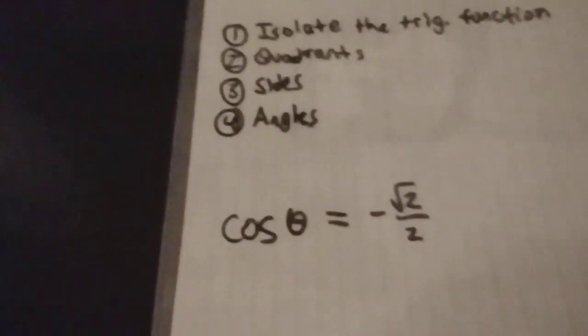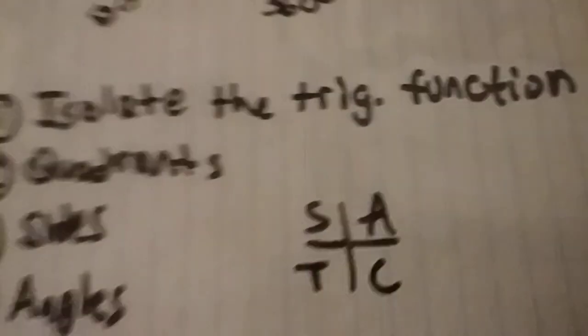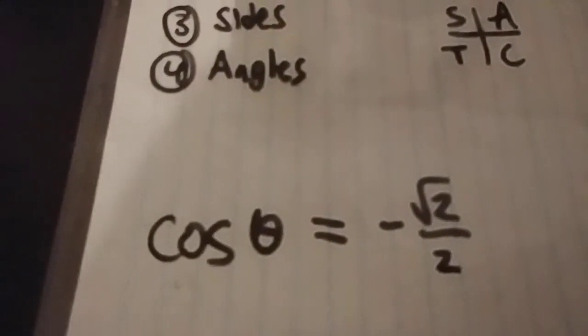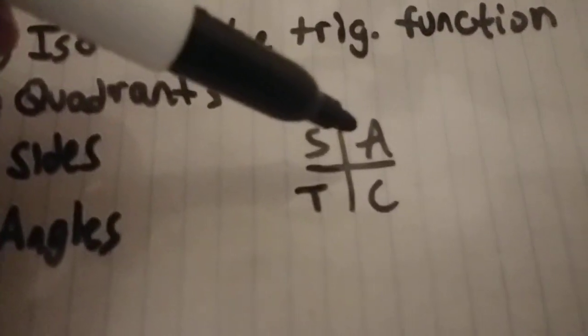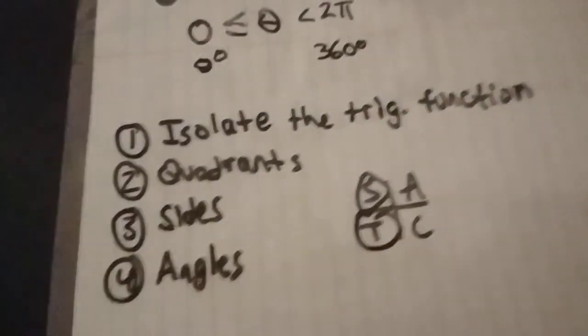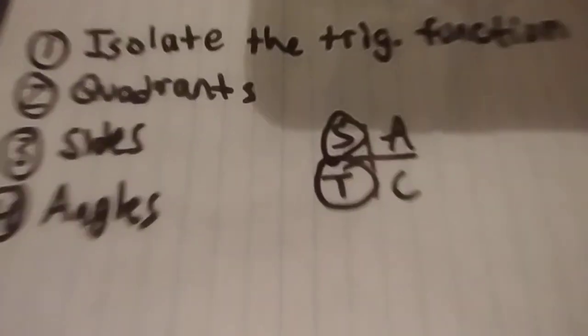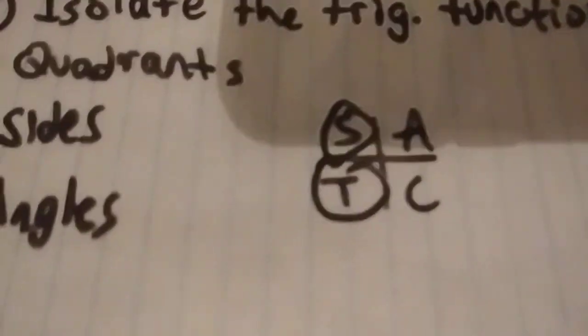Then quadrants. If we know All Students Take Calculus, I always draw this little thing right here. Since cosine is negative, we could just circle which ones it's negative in. It's obviously not negative where they're all positive. It is negative in this one and in this one, because we know it's positive in the others. So our quadrants where we'll draw our triangles to find our sides will be in those quadrants. Let's go ahead and do that.